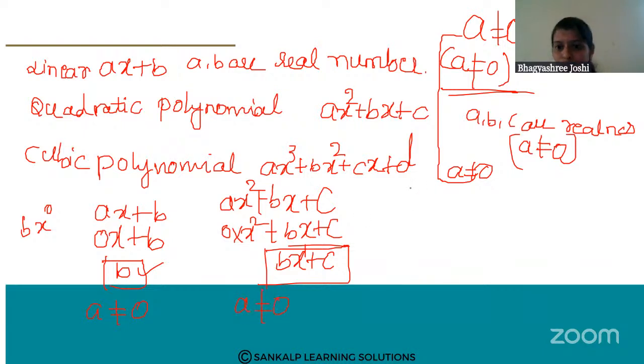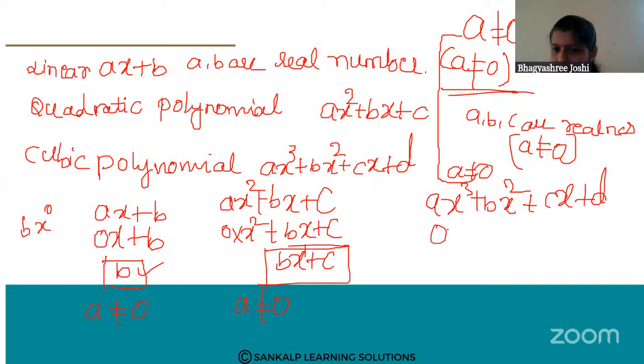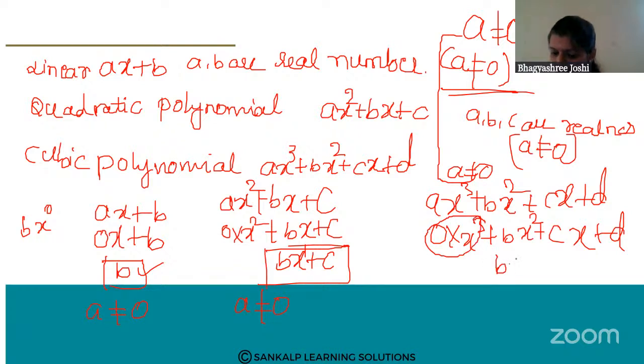Next, check for cubic. Ax cube plus bx square plus cx plus d. Okay, this is the standard form of cubic. If a becomes 0, 0 into x cube plus bx square plus cx plus d. See, 0 into anything is 0 only. What remains? bx square plus cx plus d.